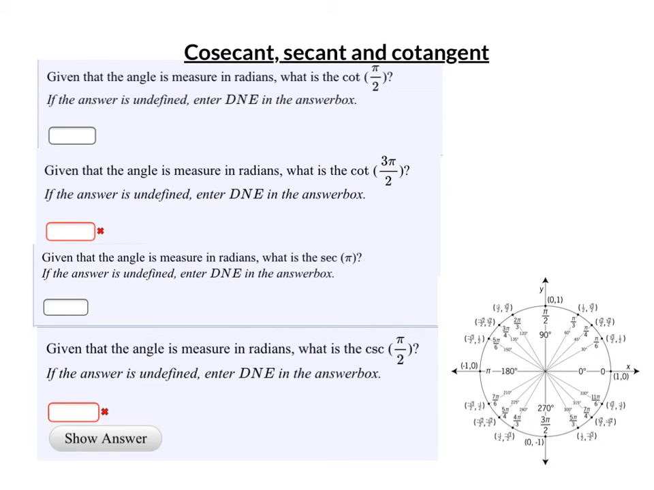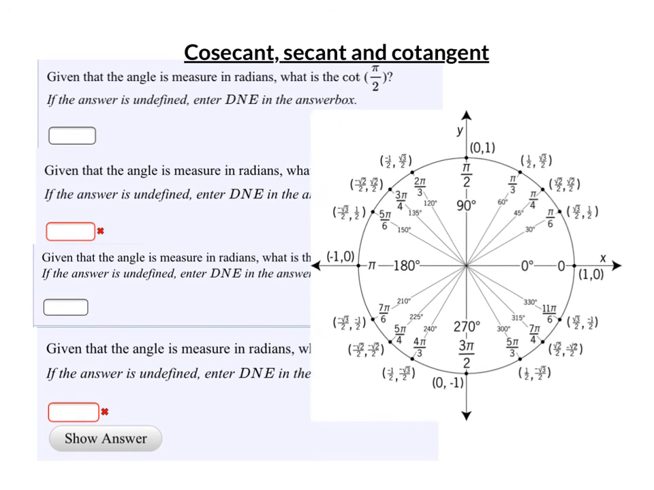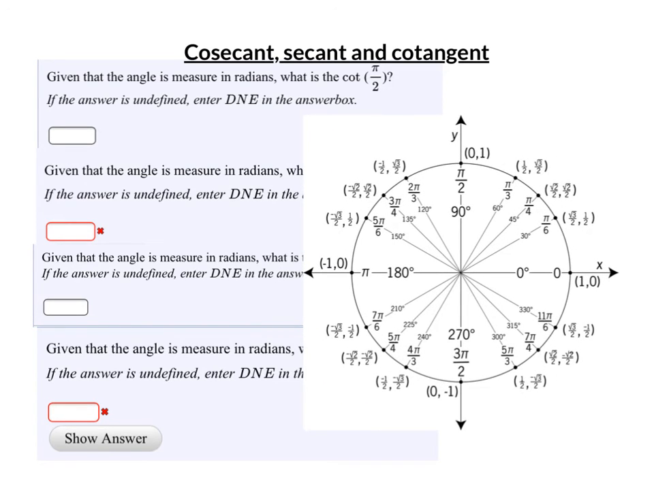So let's look at this. It's pretty much the same thing we just did. So this first one, we're looking for the cotangent. And I know that the cotangent is the reciprocal of tangent. So the cotangent of pi over 2 is x over y. So I'm going to go here to pi over 2, and I'll do x over y. So the x is 0 at that point, and the y is 1, so that's 0.